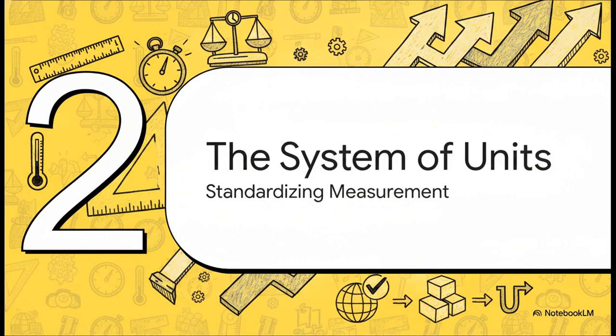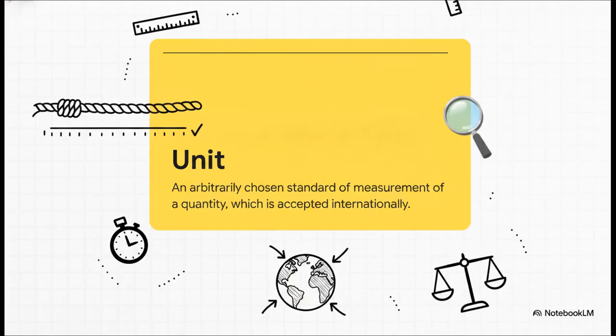Moving right along to Section 2, the system of units. Now, identifying a physical quantity is really just step 1. Once we have it, we absolutely must have a standardized way to express its magnitude. That's where a unit comes in, an arbitrarily chosen standard of measurement for a quantity that's accepted internationally.